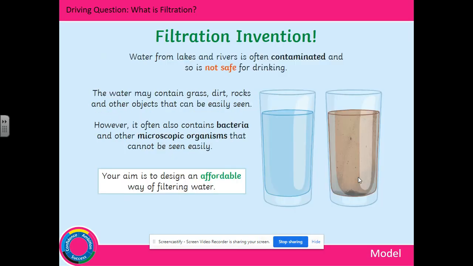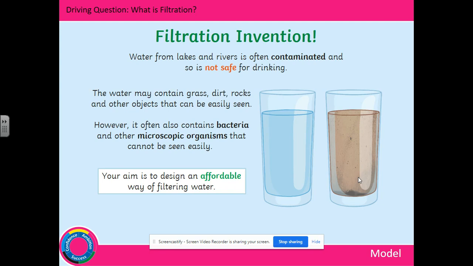Now, water from lakes and rivers is often contaminated and is not safe for drinking. Now, what do you mean by contaminated? Now, the waters in streams, in most cases, if they run through a village, it will not be clean. So let's say that you are living in a village that is downstream from another village that's upstream that has access to the same water.